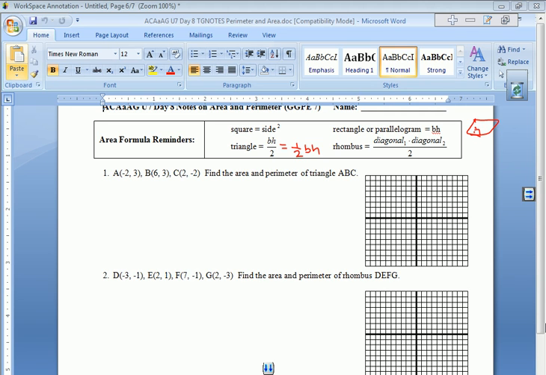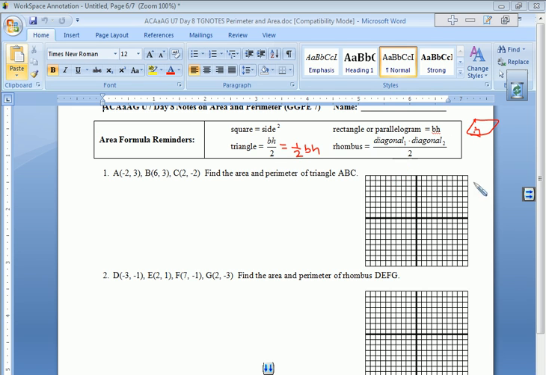So these are the area formulas that you should be familiar with. Square, you know from elementary. Triangle, you know from elementary. Rectangle and parallelogram. Well, rectangle was elementary. You picked up parallelogram in 5th or 6th grade, somewhere in there. Rhombus may be new to some of you. So it's half the product of the diagonals.